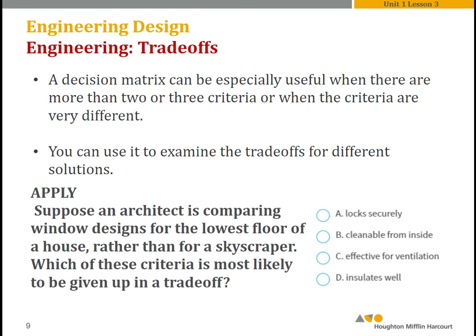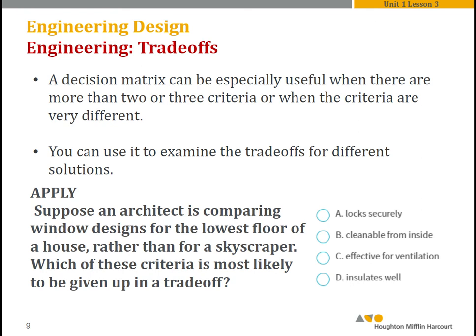Let's say it's a 1-story house, rather than a skyscraper. We have different windows for each. Which of these criteria is most likely to be given up in a trade-off? Well, it can't be locked securely. That's really important in a house on the first floor. In fact, that's probably even more important on the first floor than it is on a skyscraper because of security. People don't typically enter skyscrapers through the windows, but that can happen on a house, and you need security.